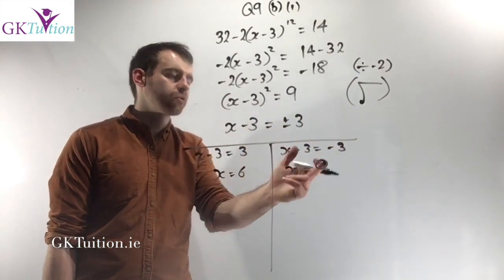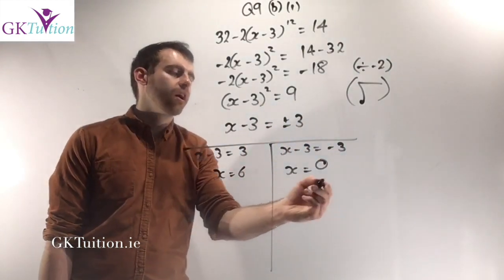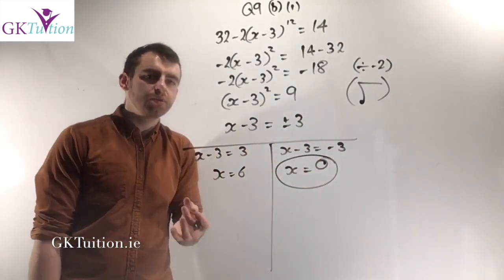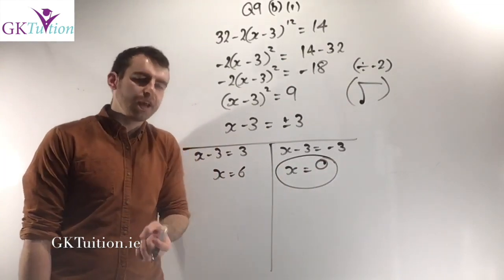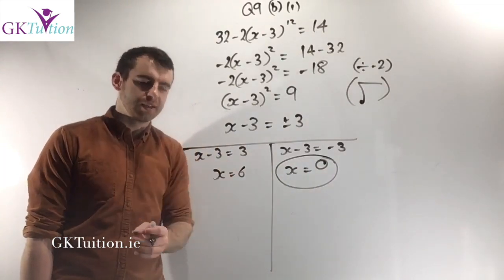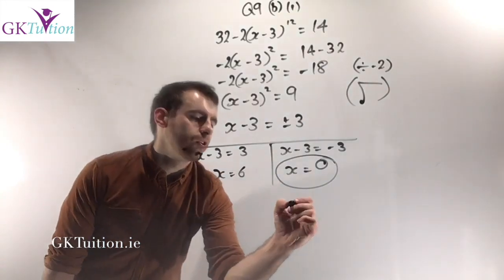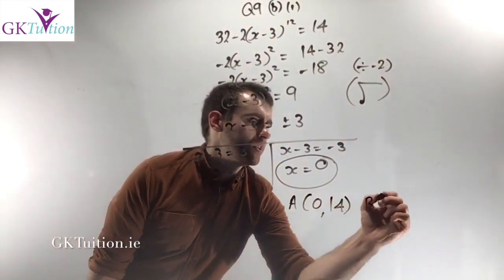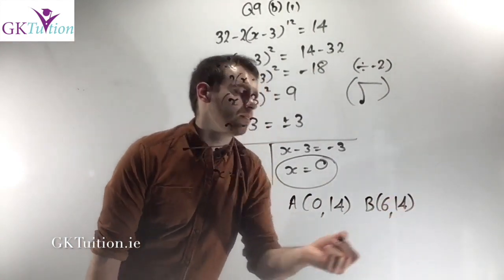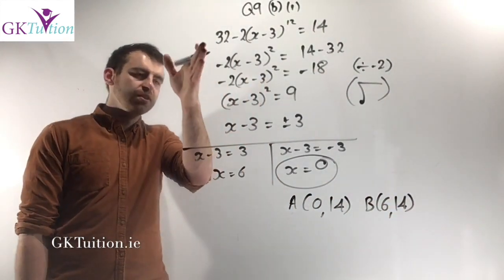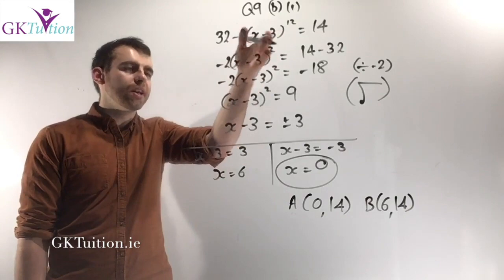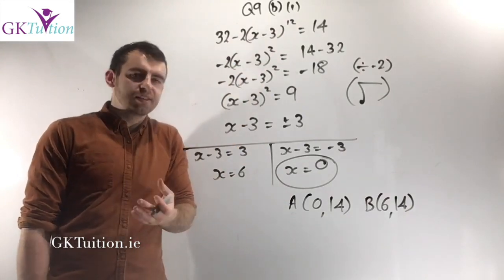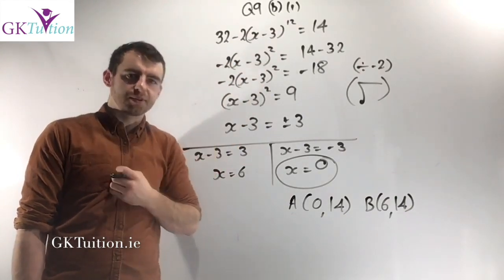If I took it as a minus 3, my value is 0. Clearly I already had that one. I already knew A was 0, 14, but now I know B is 6, 14. So to get the full marks for the first part of B, you would say that A is 0, 14, and you would say that B is 6, 14. Obviously you don't have to do it exactly like I did. You could have multiplied out your brackets. The easiest way of doing it was to follow these steps.